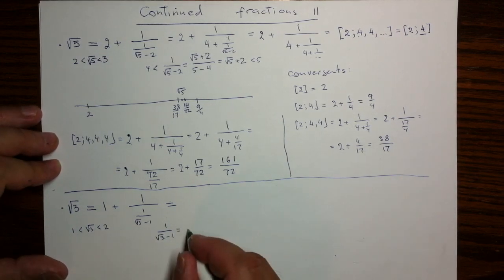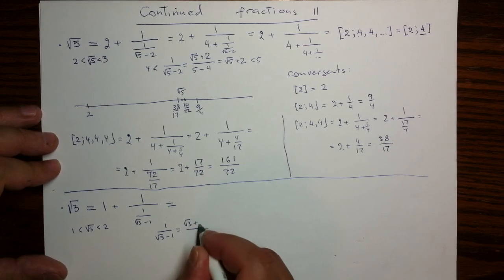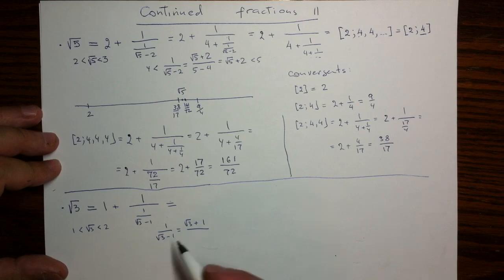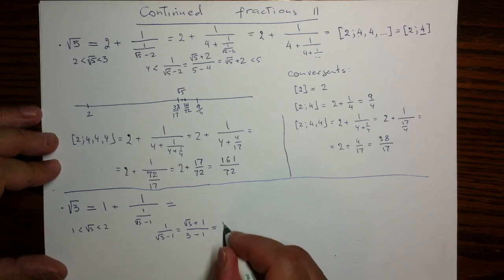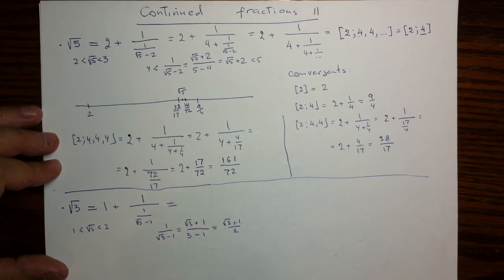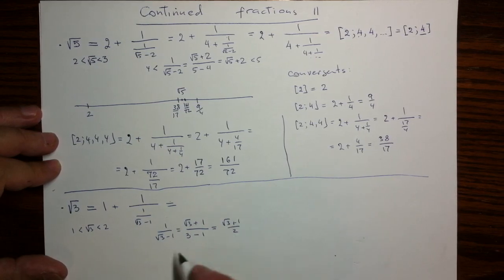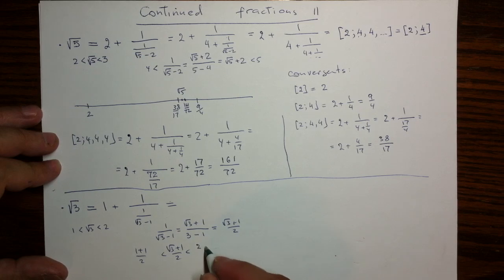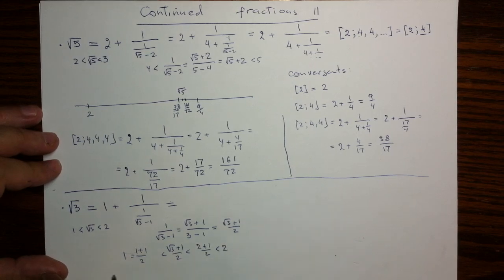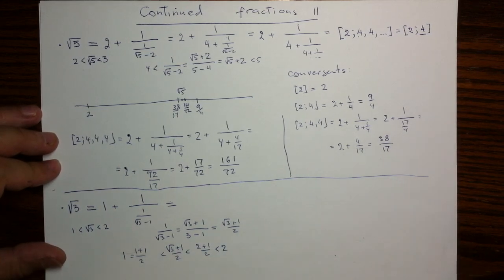But first let's make it prettier by multiplying by the algebraic conjugate. So the denominator becomes 3 minus 1, and that is square root of 3 plus 1 over 2. So the square root of 3 is in between 1 and 2, and that number will be in between 1 plus 1 over 2. I just replace square root of 3 by its lower bound 1, and here I will replace by its upper bound 2. That is just an integer 1, that is less than 2. So again, the integer part of this number is 1.